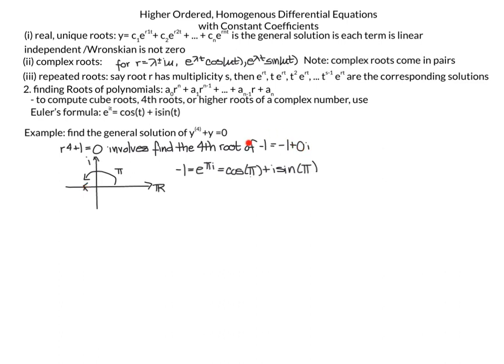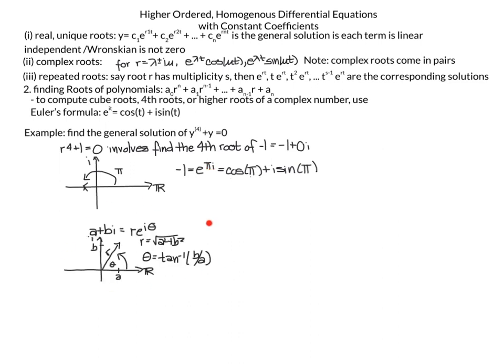So expressed in the form of an exponent, the radius r in front of the e is 1 because we're out here at 1, and the angle from here, which is always measured in the counterclockwise direction, is pi. So negative 1 expressed as an exponent is e to the pi i.